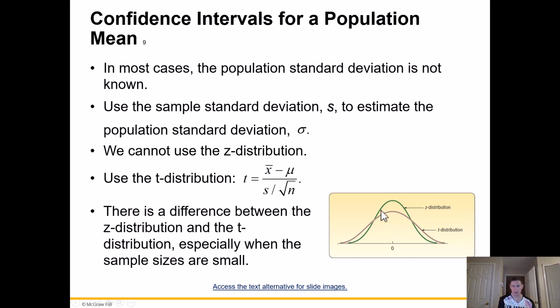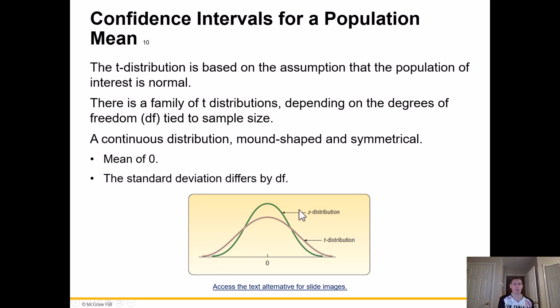You notice we've got the Z distribution in the green, your normal curve. You notice the T distribution is flatter. So there's going to be more dispersion, more variance in those values. The T distribution is based on the assumption that the population of interest is normal. There is a family of T distributions depending on the degrees of freedom tied to sample size.